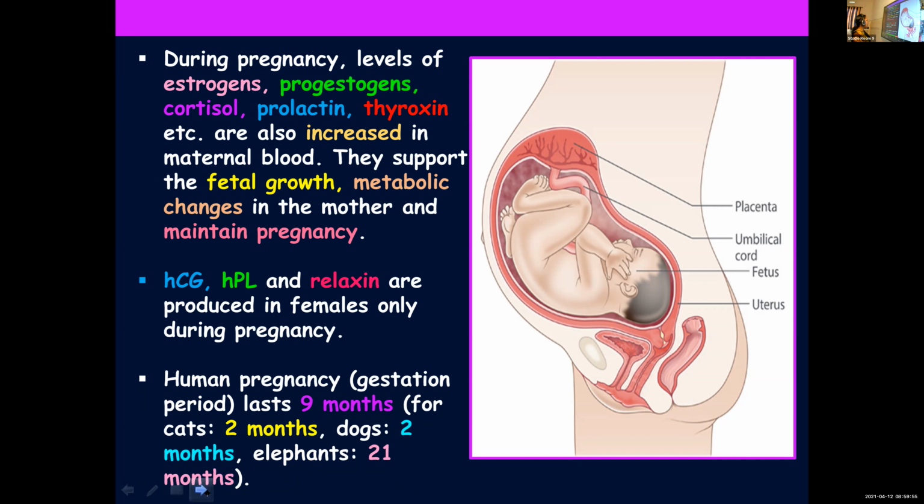Human chorionic gonadotropin, human placental lactogen, and relaxin are produced in females only during pregnancy. So in a normal female, you will not find these hormones. These hormones will be produced because it's with a purpose. I already told you the different functions of HCG, HPL, and relaxin. And these three will be released only at the time of pregnancy.